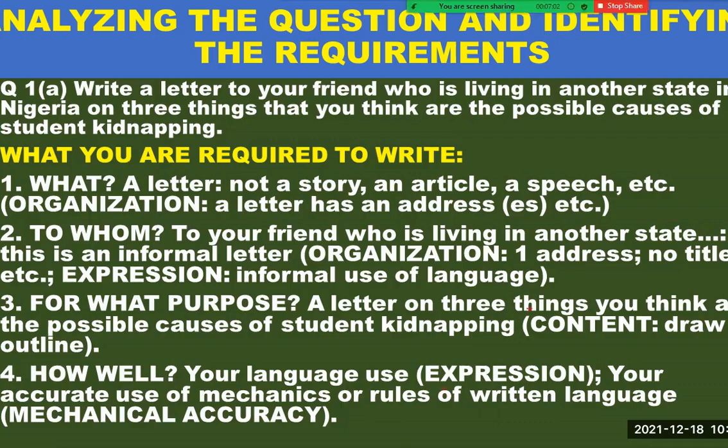You can draw an outline at this juncture, because drawing an outline will help you. What an outline does is that it enables you to jot down those points, all right? To jot down those points. So let's create our outline. Number one, what do you think are the causes?